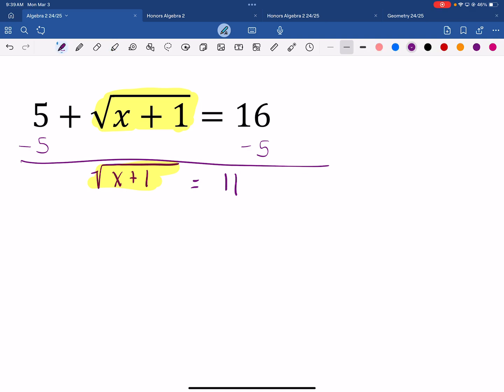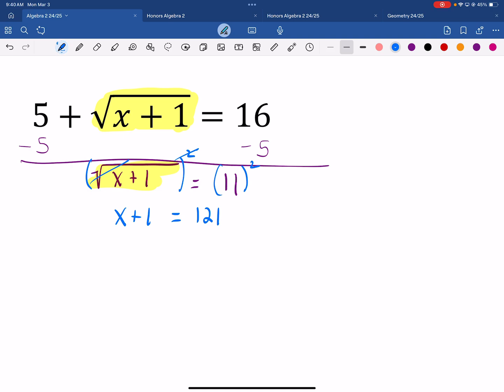Step 2 says square both sides. Because we're taking the square root of x plus 1, we're going to square both sides. Squaring gets rid of the square root. When you square the square root, you essentially get what's left underneath the radical, x plus 1. 11 squared is 121.